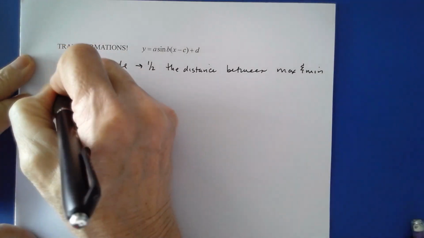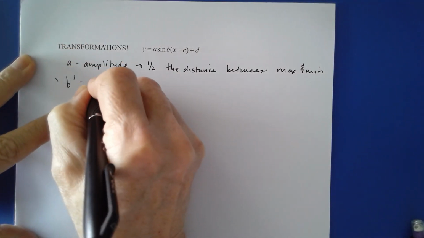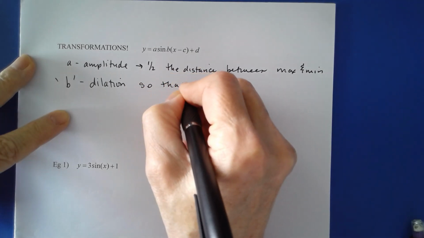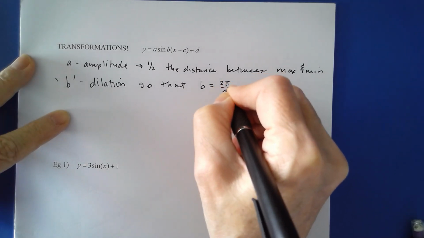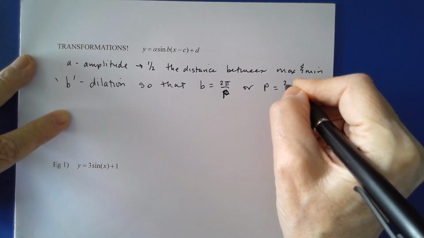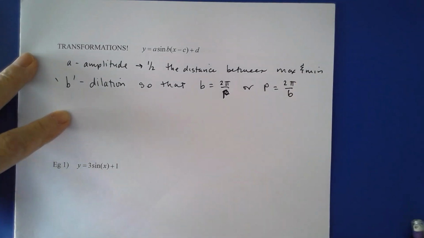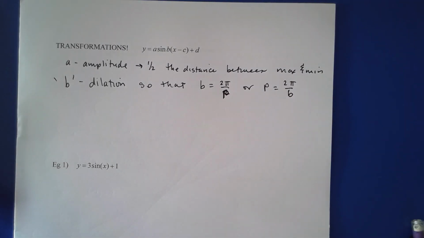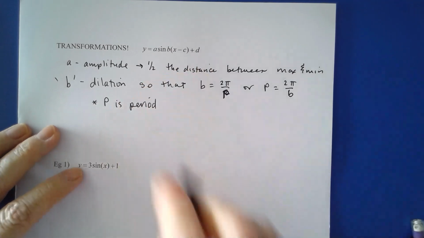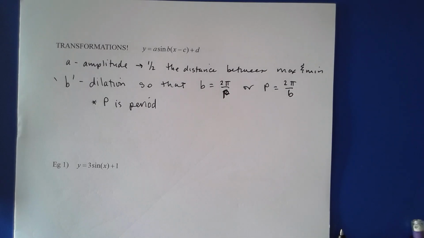The B, we haven't really done yet, but we're going to. The B is a dilation, so that B equals 2 pi over P. Or P equals 2 pi over B. All right, so the period P is the period. How long does it take for me to go one complete curve of the sine? One time around the circle is the period. That's going to change in a couple minutes when we do a problem, okay?